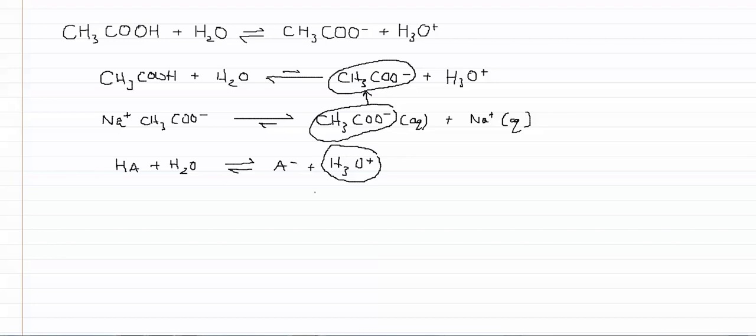So what happens is, when we add this to the buffer solution, our weak conjugate base comes into play. So our ethanoate ion, CH3COO-, reacts with this extra acid that's just been added, H3O+, to form its conjugate acid. We've got the ethanoic acid being formed and water. So what we see is the equilibrium reaction at the top being pushed from right to left to compensate for the added acid.